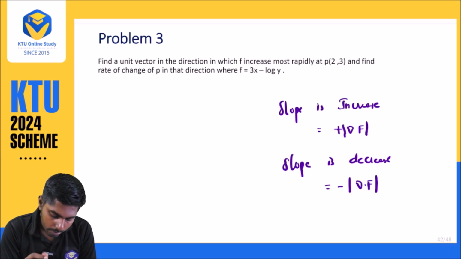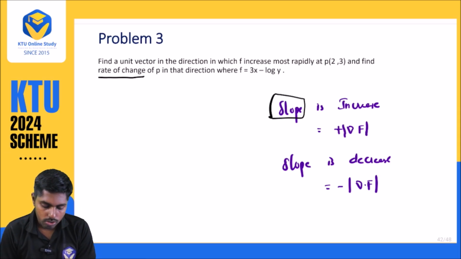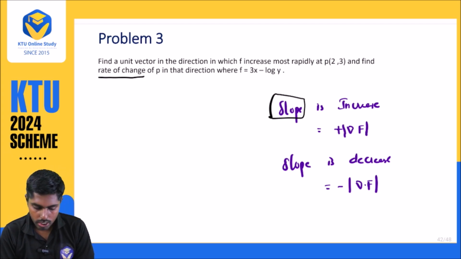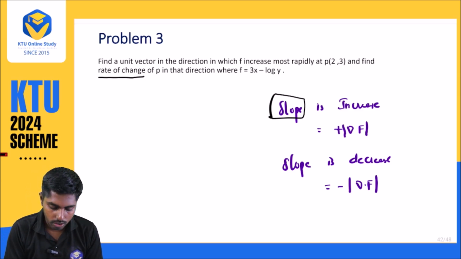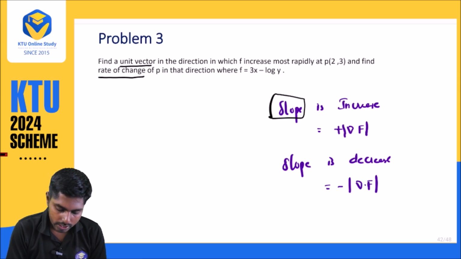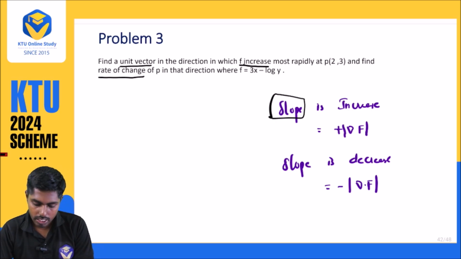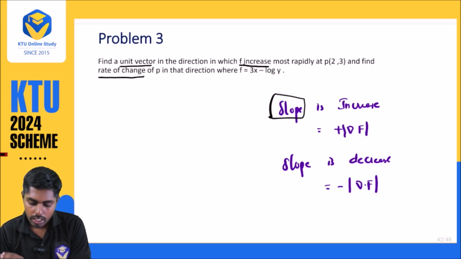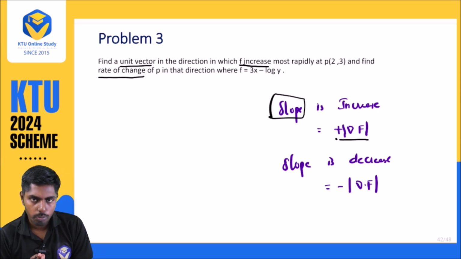They will mention either rate of change or slope, and both indicate the same thing. Here they are asking us to find a unit vector in the direction in which f is increasing. That means the function is increasing. Increasing means they are asking about modulus of del f, so we want to identify grad f with the positive sign.